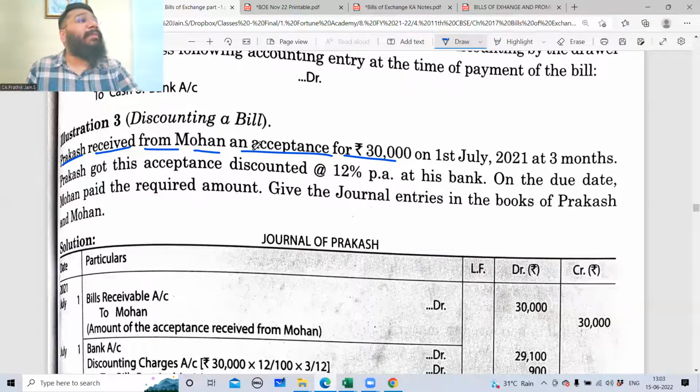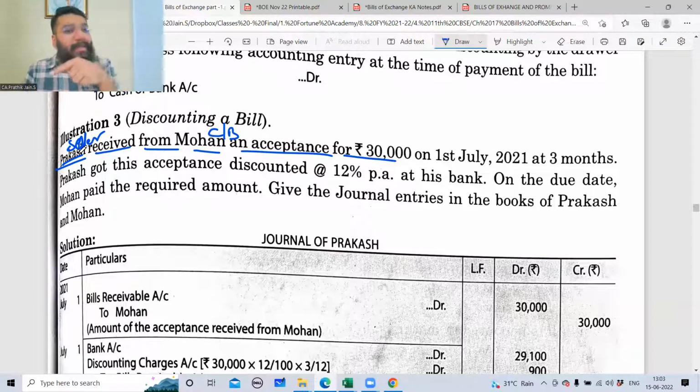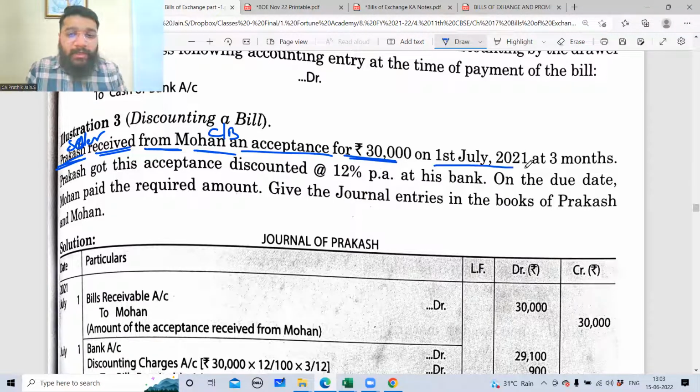So who gives acceptance in case of bills of exchange? The buyer. So Mohan is the customer, the buyer. Prakash is the seller. So the seller has given the bill to Mohan. Mohan has accepted. That is how it says that Prakash received from Mohan an acceptance. So Prakash is the seller, Mohan is the buyer and customer, for 30,000 on 1st July 2021.